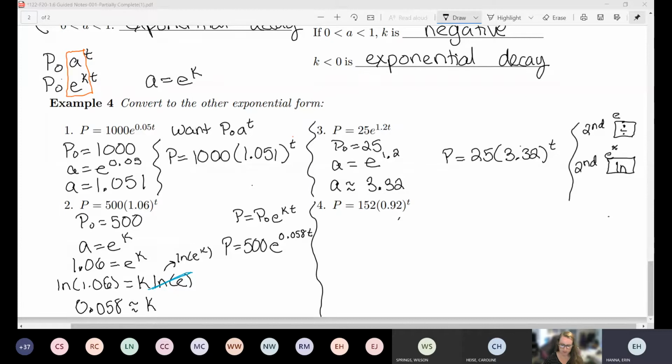All right, so same idea for number 4. Let's just go through one more example of this. So we've got 152, 0.92 to the t. So we've got an a to the t, want an e to the kt. So one more time, P naught stays the same.